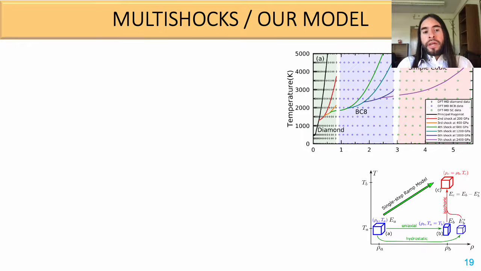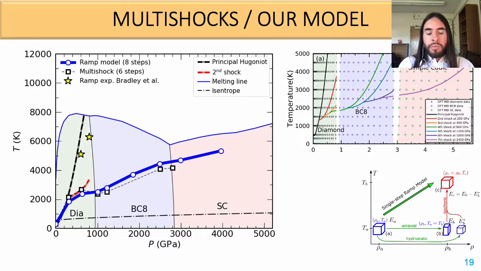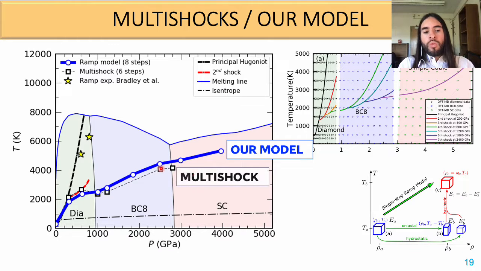So when we compare our results with our model, this multishock compression model with our uniaxial compression model, this is what we obtain. As you can see here, our model in the blue line agrees remarkably well with the multishock predictions, which is our way to validate the model that we have proposed.